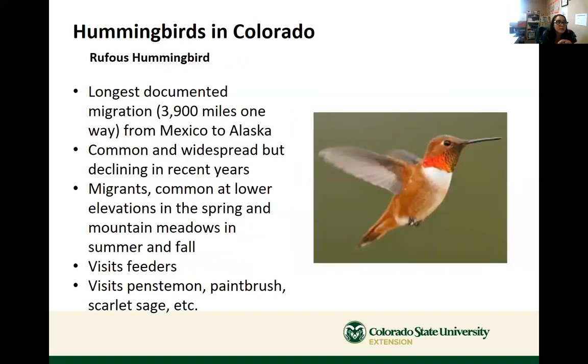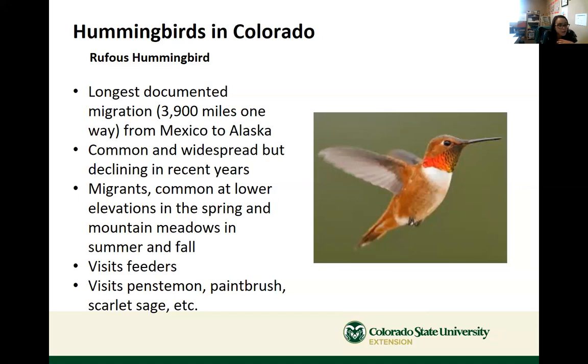This is the rufous hummingbird. It has the longest documented migration of any bird, almost 4,000 miles one way. They go from Mexico to Alaska. That's a long migration. They're common and widespread, but just like the broad-tailed, have been seeing some decline. They're migrants in Colorado. We'll see them at our lower elevations in the spring, and we'll see them in mountain meadows in the summer and fall.